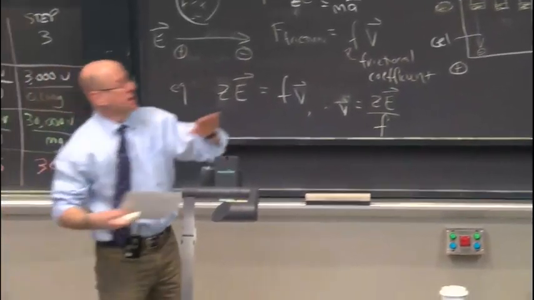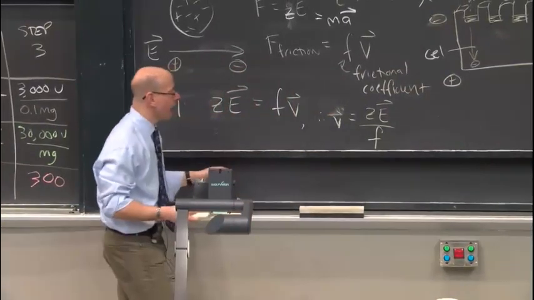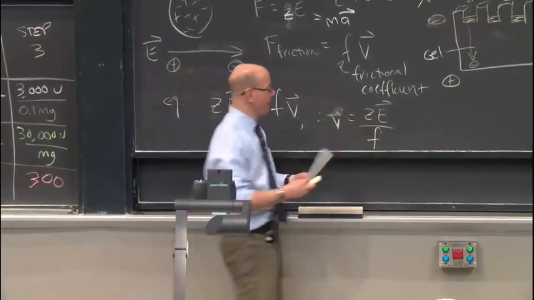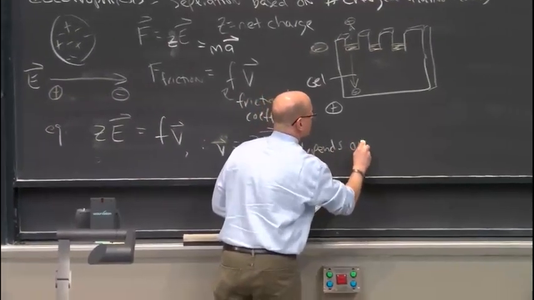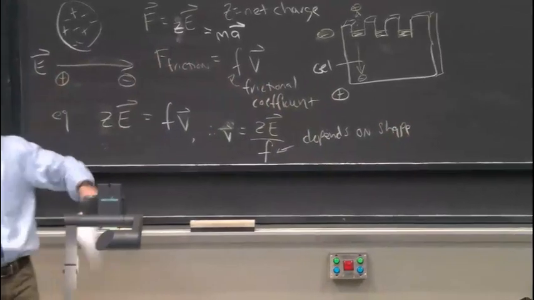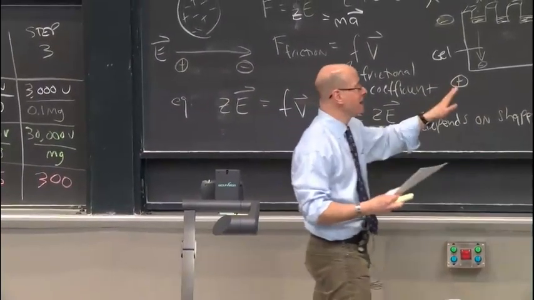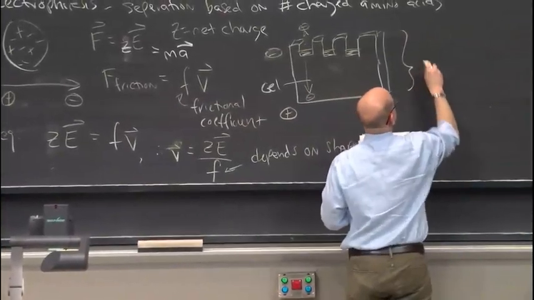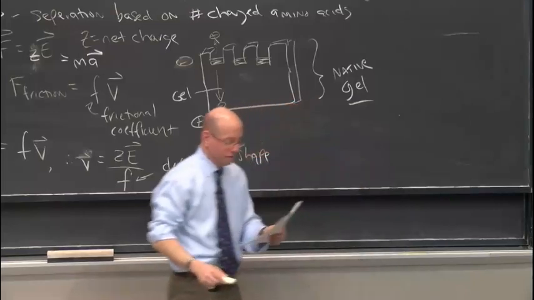And furthermore, the amount that my proteins move into this native gel is determined not just by their charge, but by F, this frictional coefficient. And F depends on the shape. If my protein is perfectly spherical, or if it's a big long rod, they're going to move differently in this gel. Okay? So this is called a native gel. And it's called native because the protein isn't unfolded, right?